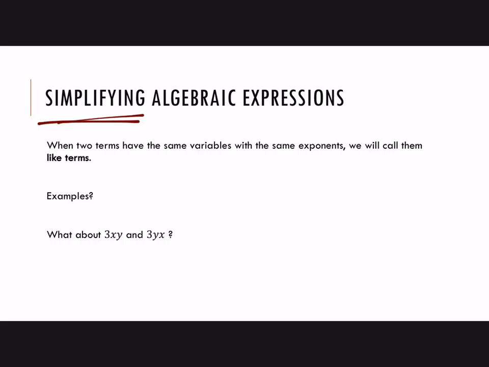Simplifying. What exactly does that mean when you see these directions? All right, well, sometimes it means combine like terms. So when two terms have the same variables with the same exponents, we will call them like terms. So see if you can think of some examples. Okay, here's one. 3x and 5x are like terms. They have the same variables, x and the same exponents. Now it's not written, but it's implied these are both ones.